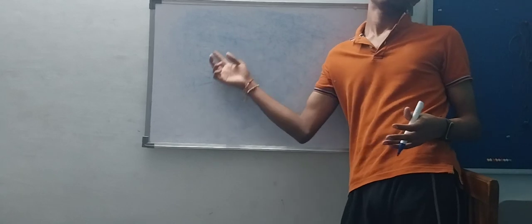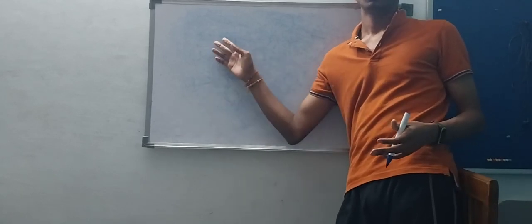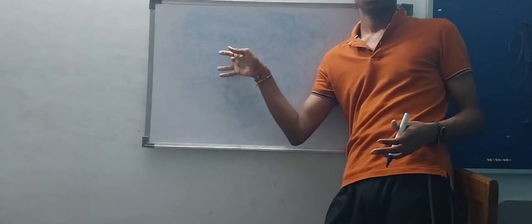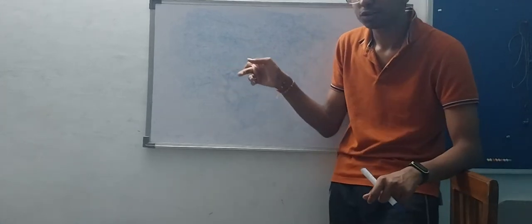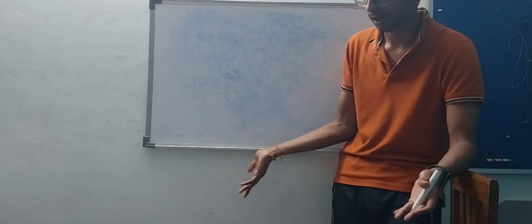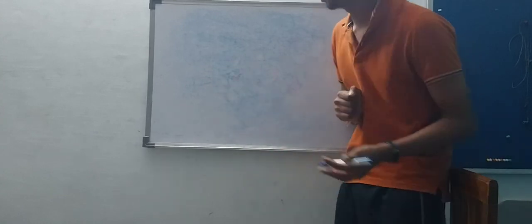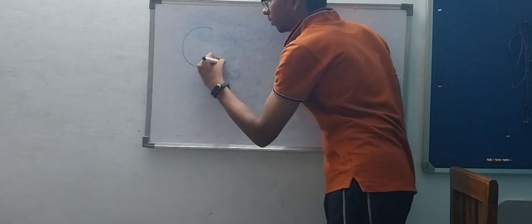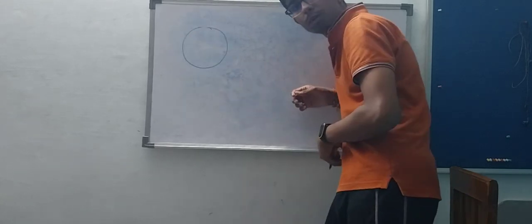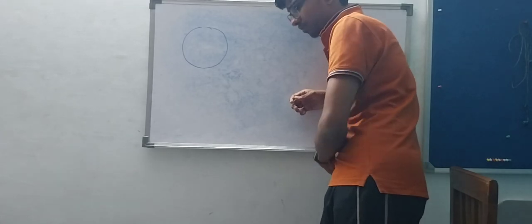One is of a circular current carrying loop, at the center of the loop, and another is on the axis passing through the center of the circular current carrying loop. Very simple. First we'll do at the center of the current carrying loop.